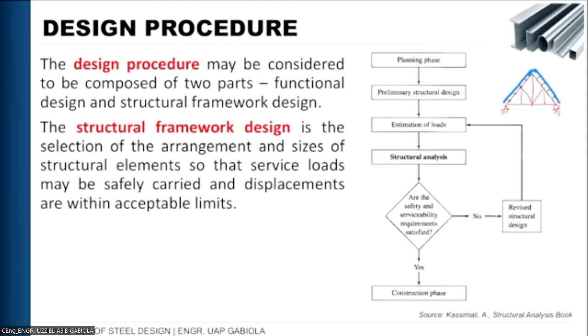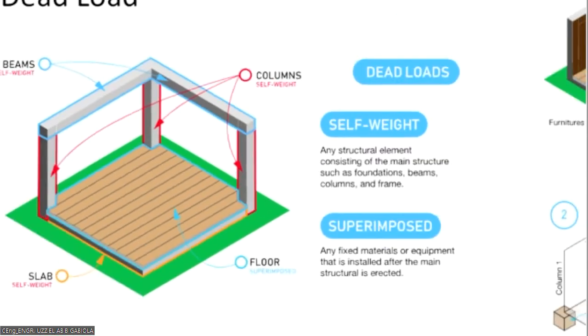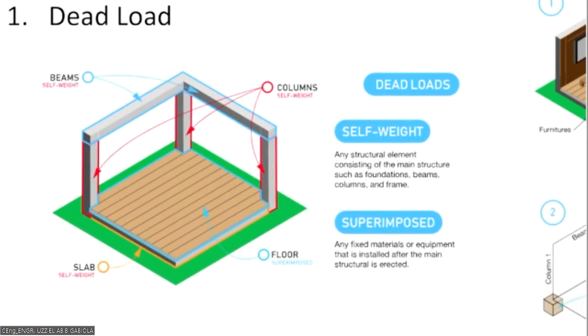Okay, and then we go dun sa, just to formalize it, the different loadings that we expect on our structure. It is said that the forces that act on our structure are called loadings, and it is classified in two broad categories. We have the dead loads and the live loads. When we say dead load, mainly this is our permanent loads. The weights of our elements or components of the structure are considered dead loads. And then we have superimposed load or any attachment that will be placed on the structure permanently, so those are also considered dead load.